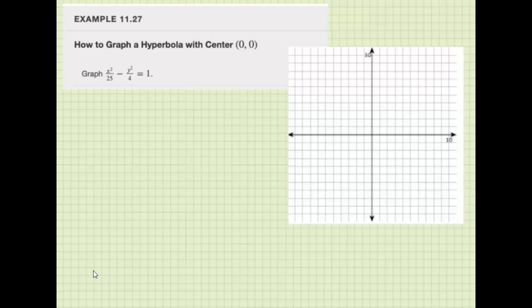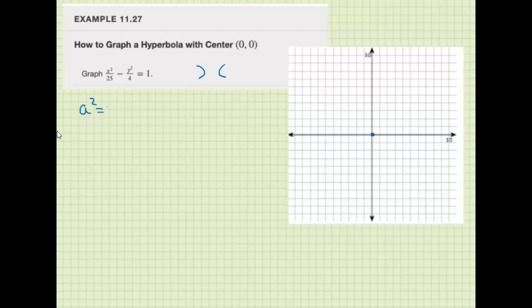Okay. So first, I want to see what kind of hyperbola it is. I noticed that it's starting with the x squared, so x squared minus y squared. That means it's a horizontal one. So we're going to have our branches open left and right. Okay, so center is at 0, 0. There we go.